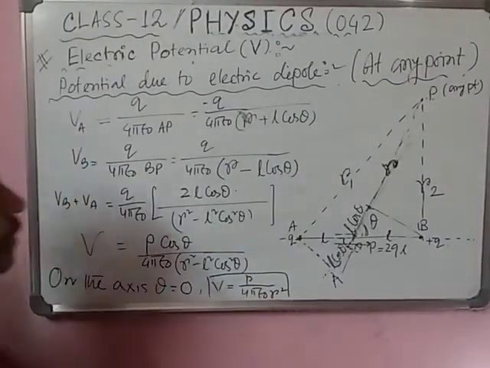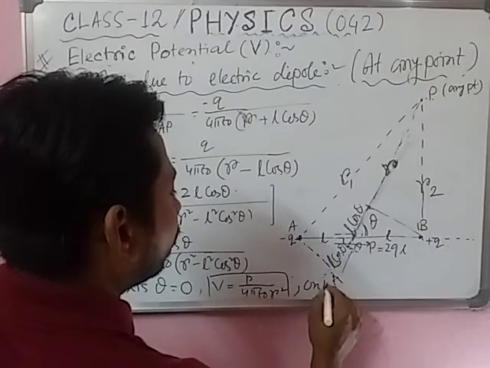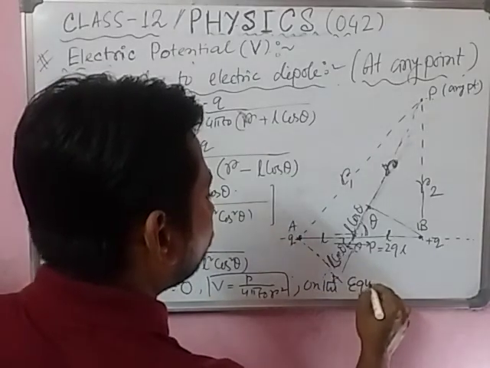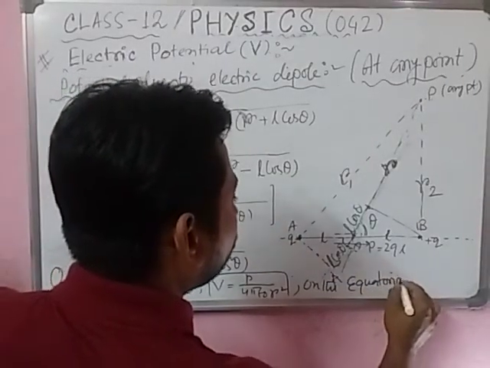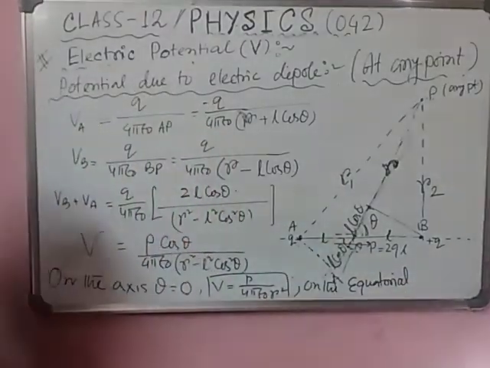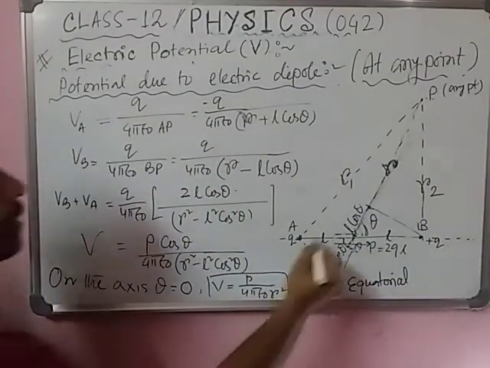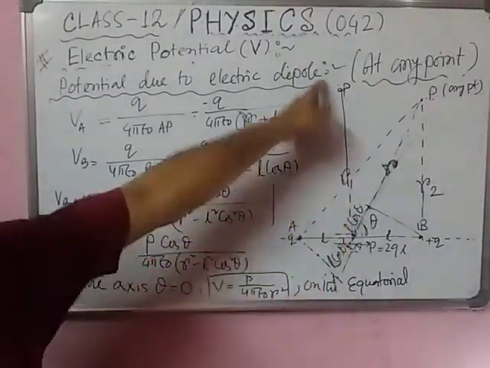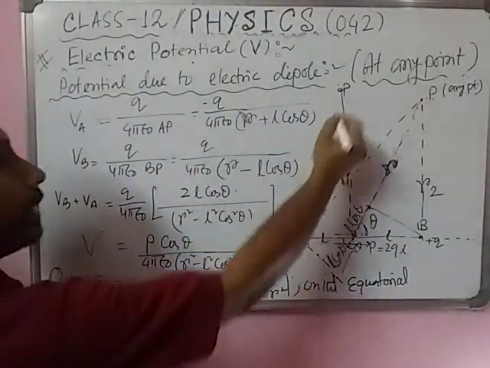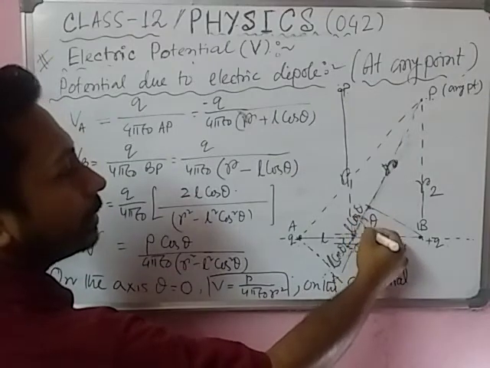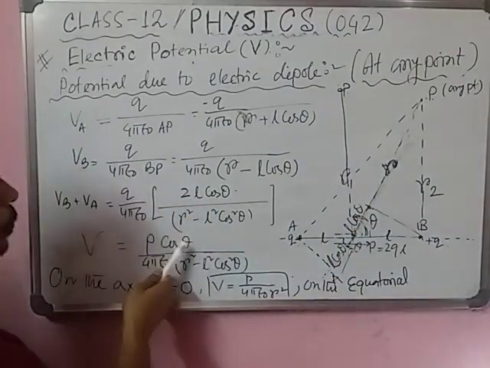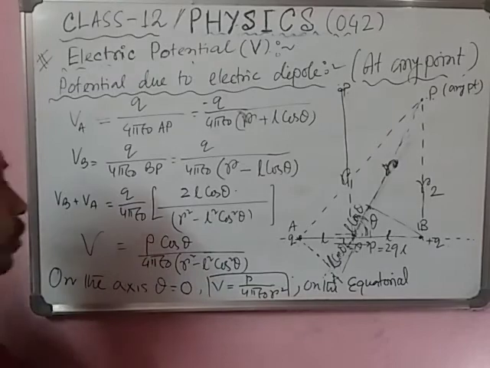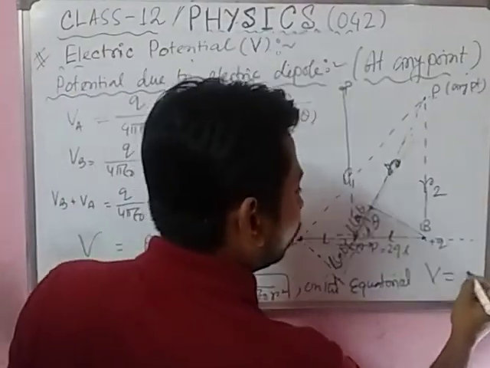Now you tell me, on the equatorial, what happened? If the point P is here on the equatorial, then theta will be 90. If you put 90, cos 90 means 0. So you can write potential at the equatorial is 0.